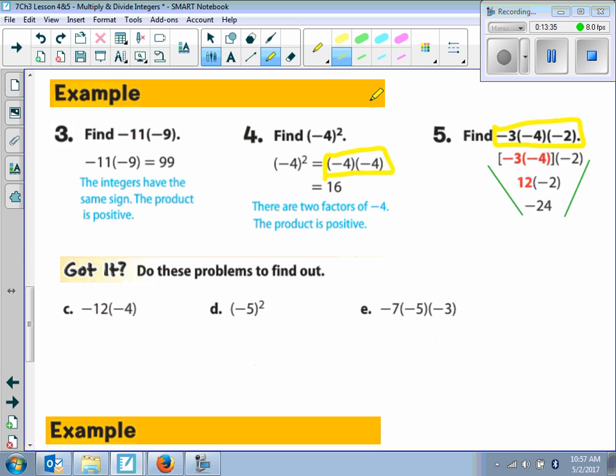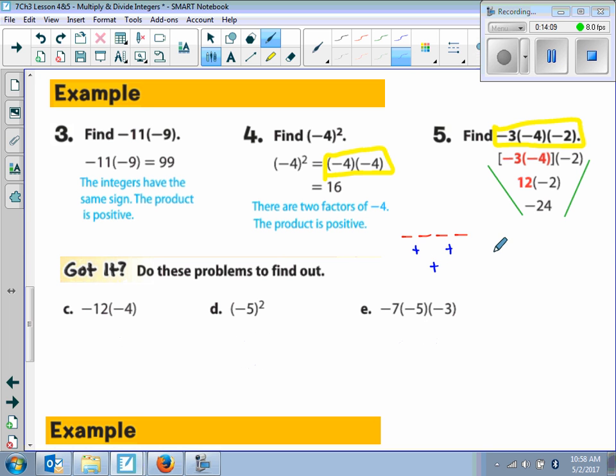What do you think is going to happen if I have a negative times a negative times a negative times a negative? Well, let's take a look. What do you think it's going to be? Let's check. So negative times a negative is a positive. And then over here, negative times a negative is a positive. And then a positive times a positive is a positive. So, for 4 negatives, the answer is positive.